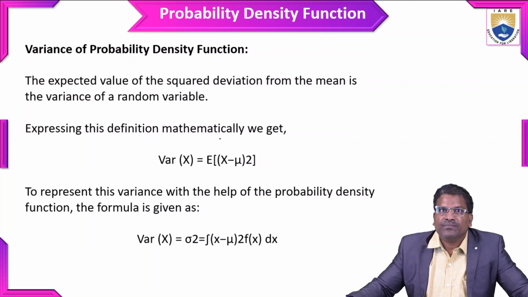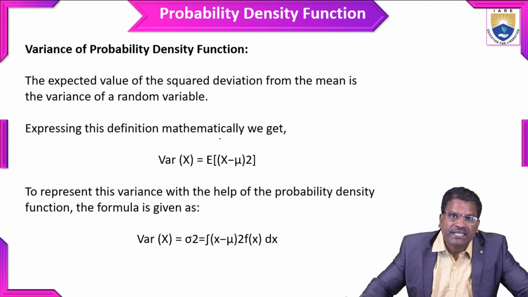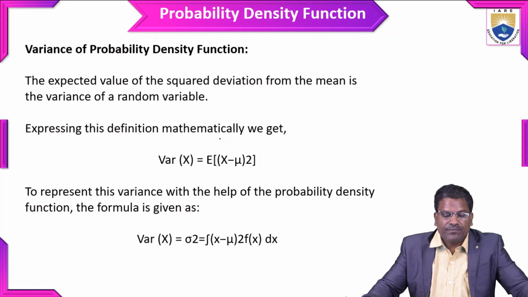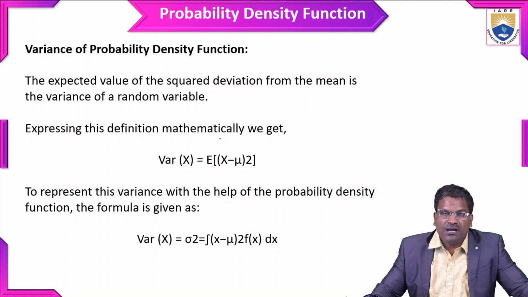Now let us see the variance of a probability density function. Variance means sigma square, the standard deviation squared. The expected value of the squared deviation from the mean is the variance of a random variable. If we express this definition mathematically, we get variance of x equal to E of x minus mu whole square.